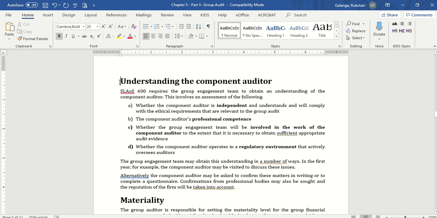Okay, the next we look at understanding the component auditor, right? We discussed about this as well, but remember SLA US 600 requires the group engagement team, right? To whom? The group engagement team to obtain understanding of the component auditor, right? Group engagement team එක මොනවද කරන්න ඕනේ? මගේ කවුද මගේ component auditor කියලා එයාගෙන් understanding එකක් ගන්න ඕනේ. This involves the assessment of the following. Look at this. What they want to normally get. First one, whether the component auditor is an independent auditor.